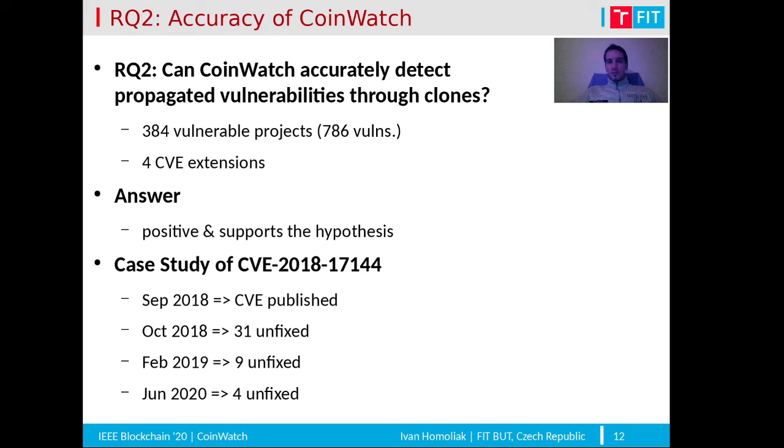and as a case study, we continue with CVE-2018, which is the result of the reachable assertion weakness that I mentioned before. We monitored the number of unfixed cryptocurrencies over time, and one month after the disclosure, there were still over 30 unfixed projects. In February 2019, there were 9 unfixed, and at the time of writing this paper, there were still 4 unfixed projects, while one of them had already ceased.